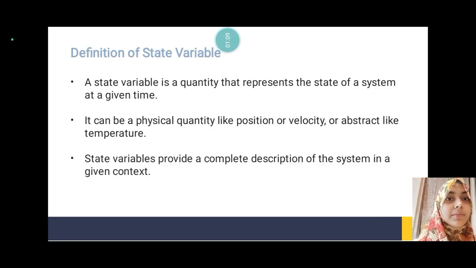Definition of state variable. A state variable is a quantity that represents the state of a system at a given time. It can be physical quantity like position or velocity, or abstract like temperature. State variables provide a complete description of a system in a given context.